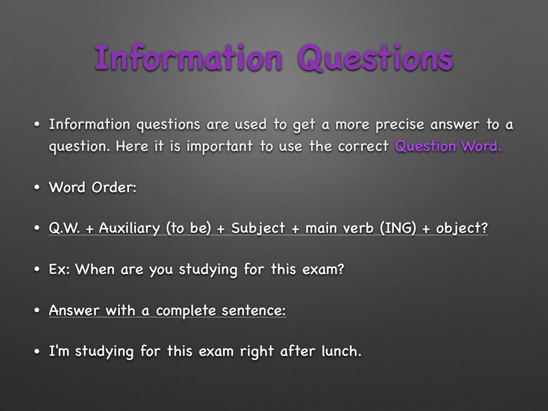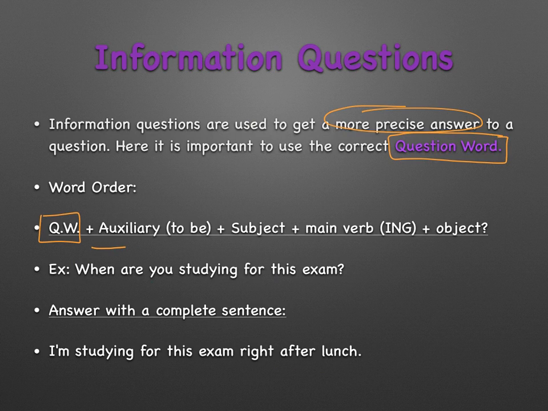Now, finally, for the information questions, it's the same thing as a yes-no question, except that at the beginning of the question, you will add a question word. This question word will be very important because this time you want more than a yes-no answer. You want a more precise answer. So here's what you have to do. You place your question word at the beginning of the question. That is the information you want to get.